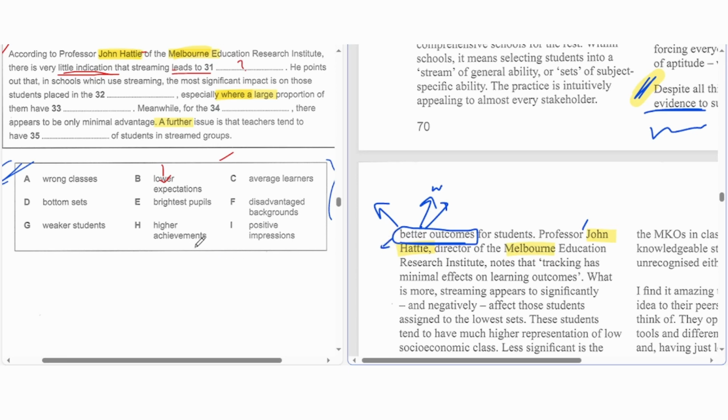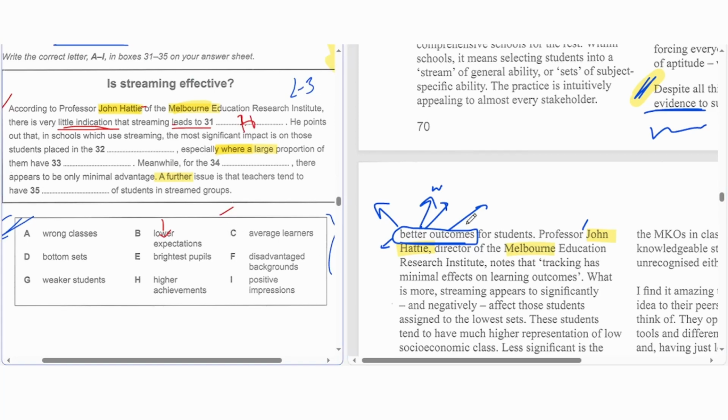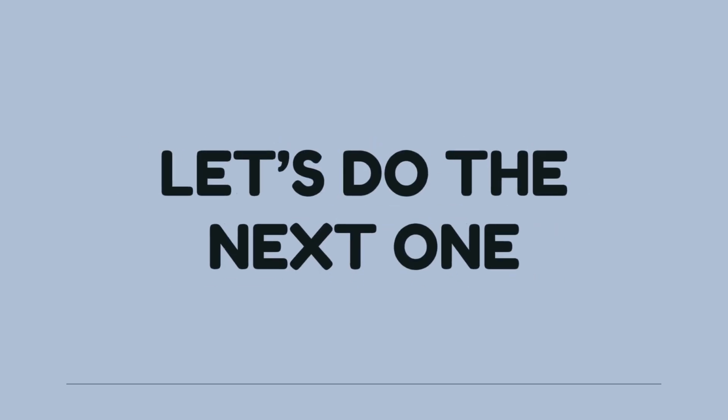Now it becomes very easy for you. Now you can understand what the answer can be. You will never get confused. Positive impression, okay, a little bit, but we are talking about results. Results means outcomes means achievements. So the answer will be H. See, if you tried to match it beforehand, it would be difficult for you. Let's do the next one.